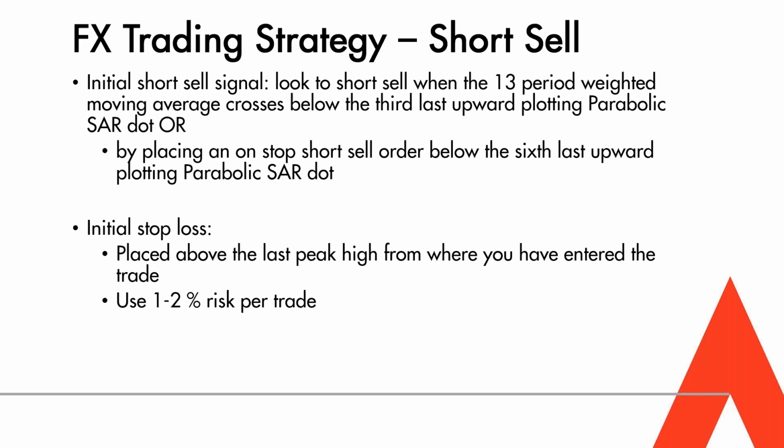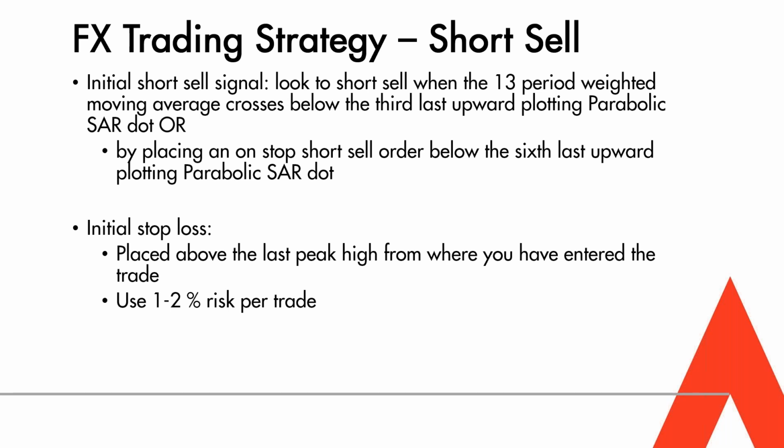The other method you could use if you're unable to watch for the crossover signal is to simply place an on-stop short sell order below the sixth last upward plotting parabolic SAR dot on your chart. Sometimes we're not always in a position to sit there and wait for that crossover. So we're placing an on-stop short sell order below the sixth last upward plotting parabolic SAR dot. If the price action does start to turn down, we should be triggered into the trade on the way down as the reversal begins.